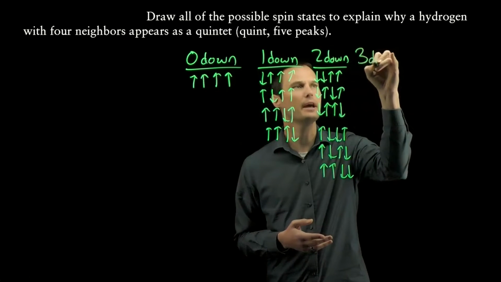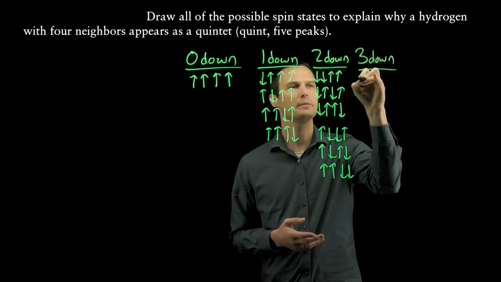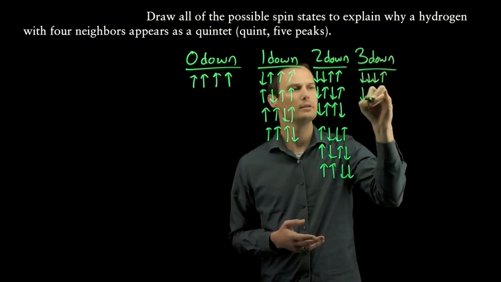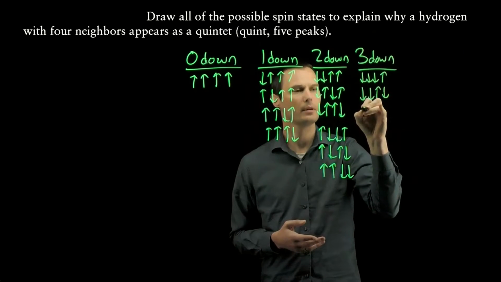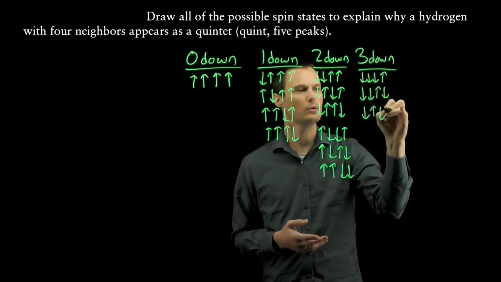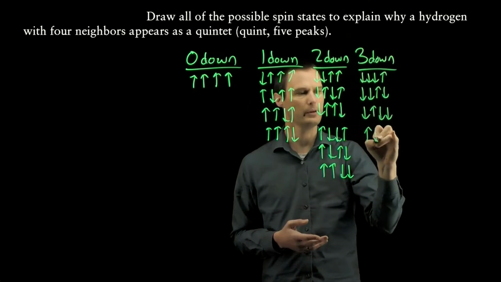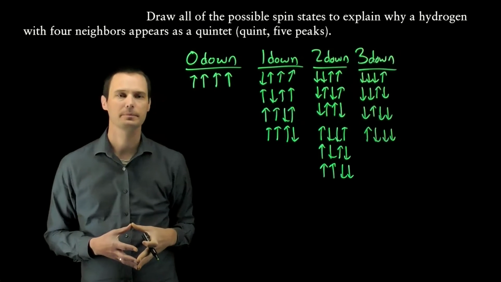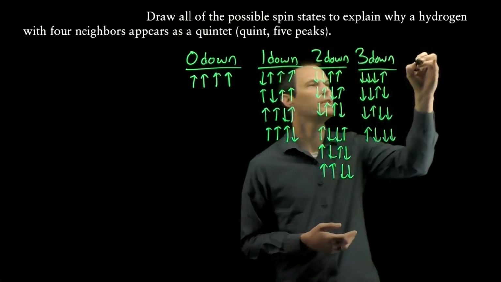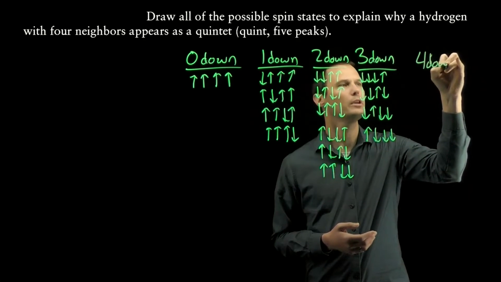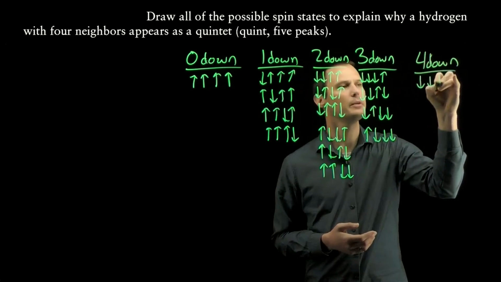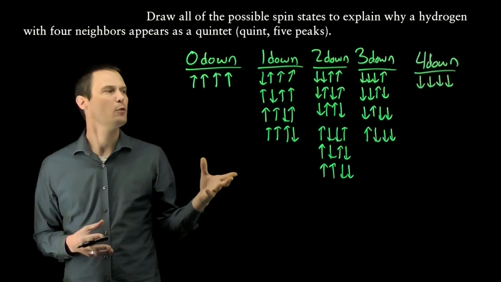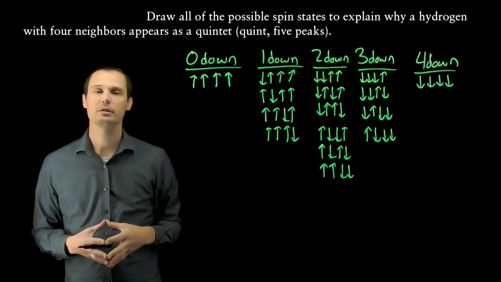Or we could have 3 spin down neighbors. If we have 3 spin down neighbors, it could be 1, 2, and 3, 1, 2, and 4, 1, 3, and 4, or 2, 3, and 4. These are the 4 possible ways that we could have 3 spin down neighbors. Our last possibility would be all 4 of the neighbors being spin down. There's only one way we could get all 4 neighbors to be spin down, and that would be if all of them are spin down. So these are all the ways that we could have 4 neighbors and all the different combinations of spin states.